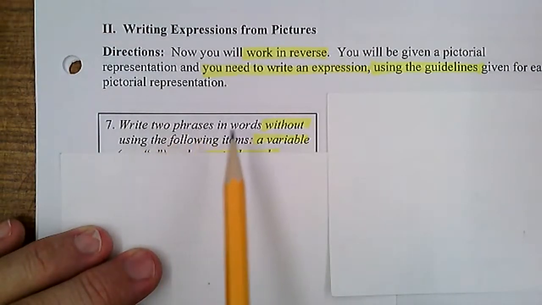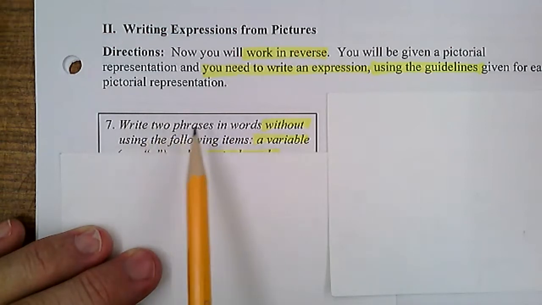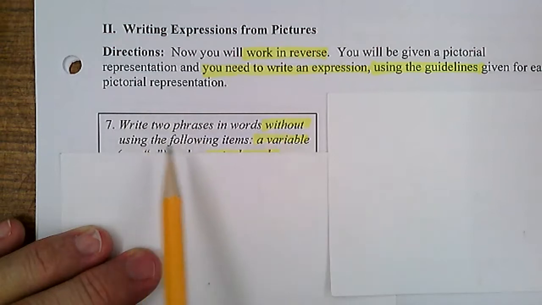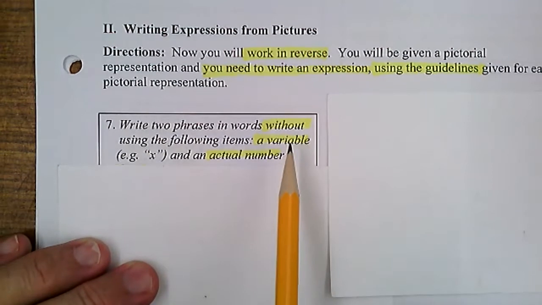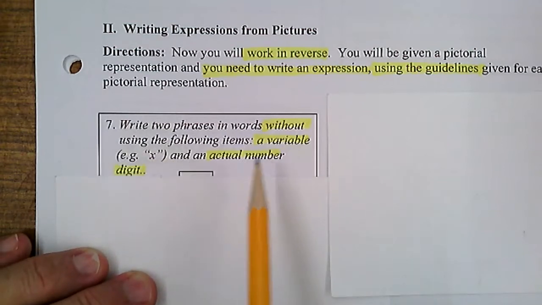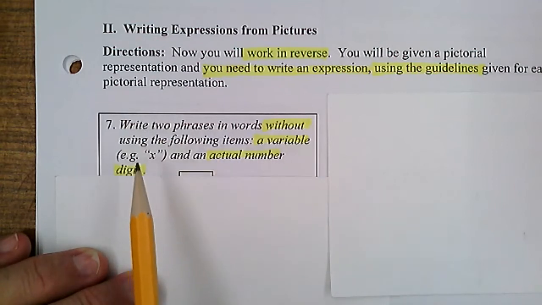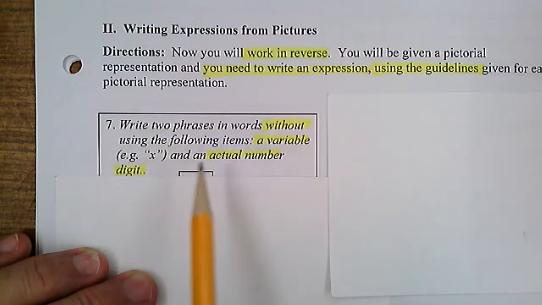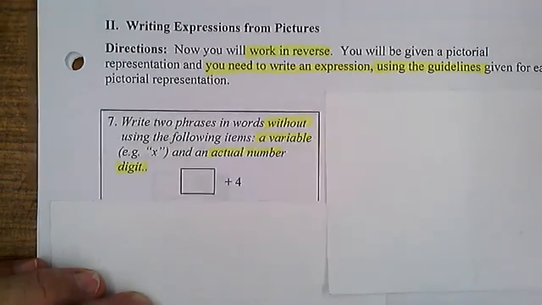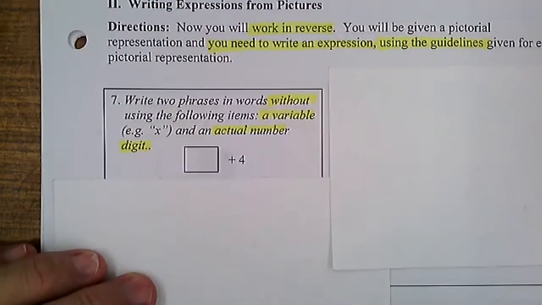So now we're not drawing pictures, we're going to actually write phrases in words, but we're not allowed to use a variable. So when we write it, we can't say the variable X or something like that. And we also cannot use an actual number digit. So I don't want to see the number 5 or the number 3. Okay, so we can actually write numbers. Okay, so here is our pictorial representation.